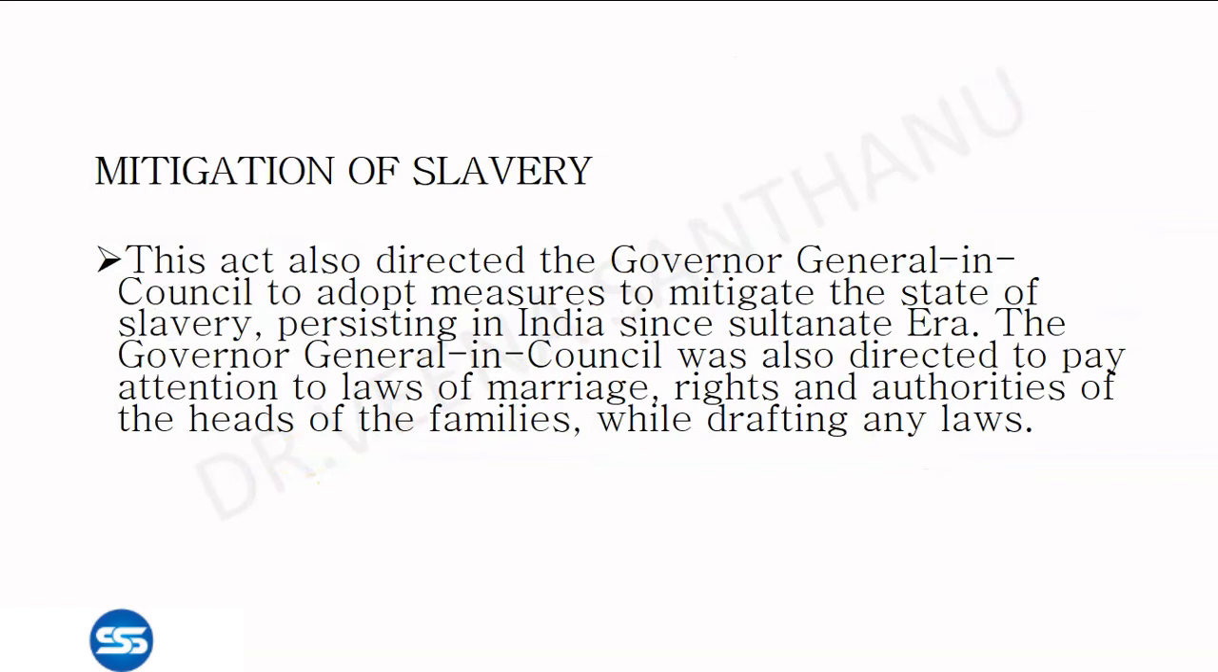So next is mitigation of slavery. This act also directed the Governor General and Council to adopt measures to mitigate the state of slavery that had been persisting in India since the Sultanate era. It was persisting in India in the medieval era, and it was to mitigate this. The Governor General and Council was also directed to pay attention to the laws of marriage, rights and authorities of the heads of families while drafting any laws.